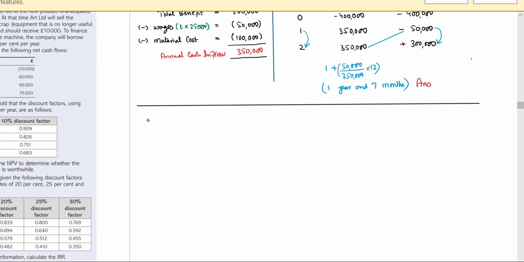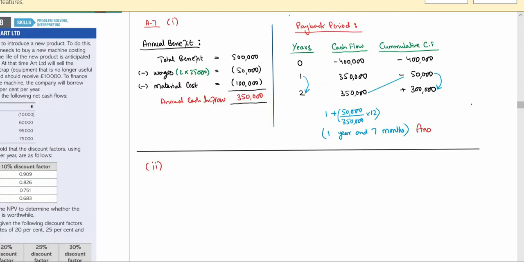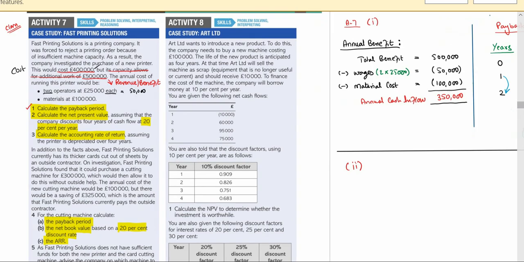Okay, so now move to part number 2. Part number 2 is to calculate the net present value, assuming that the company discounts over 4 years. So now the discount period is 4 years and the discounting percentage is 20%. Okay, so now we calculate.